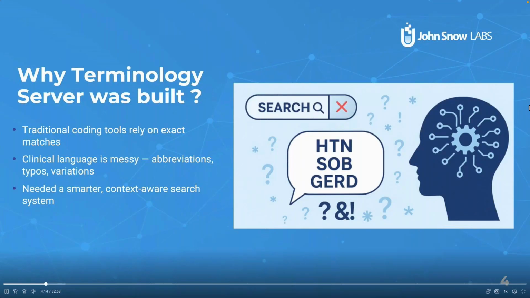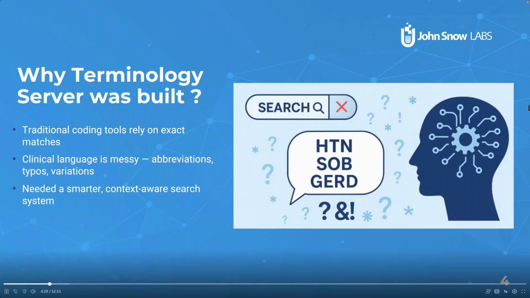Clinical language is always messy. It has a lot of abbreviations, typos, and variations. Real-world clinical documentation is far from standardized. Doctors write hypertension as HTN or high blood pressure as high BP, and they all mean the same thing. Patients describe sugar problems, diabetes, or high glucose.